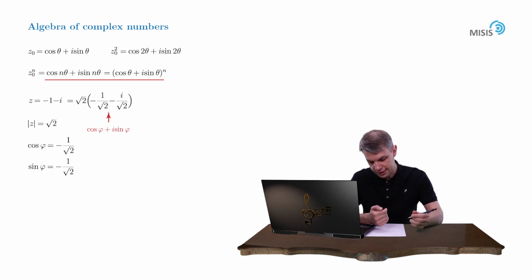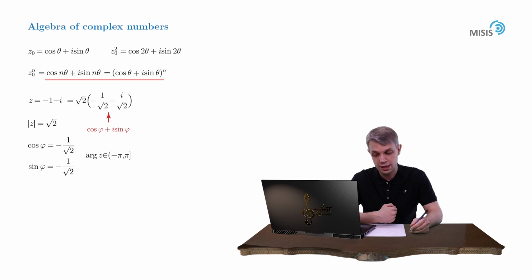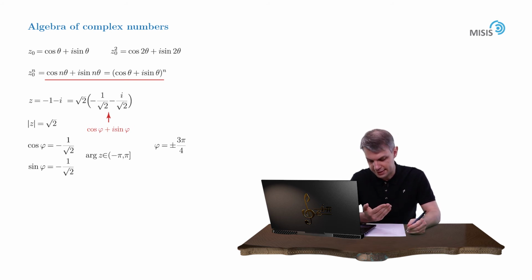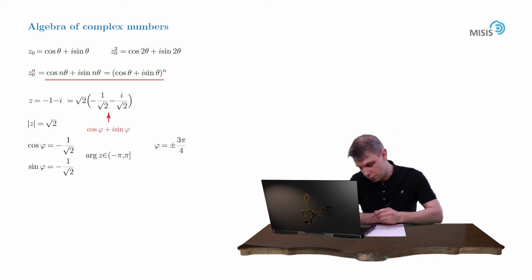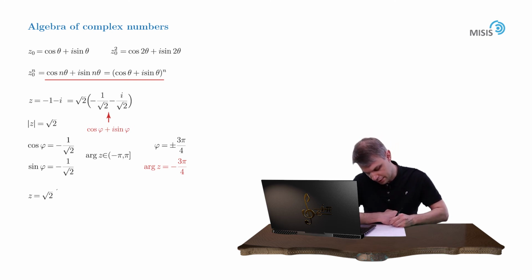In this situation, let's choose the argument belonging to the strip from negative pi to pi. Now our cosine equation has two roots, plus minus 3 pi by 4. Our second equation tells us that the sine of the argument should be negative, so we opt for minus 3 pi by 4. And here is our final trigonometric representation of this complex number. It's square root of 2 times cosine of negative 3 pi by 4 plus i sine of negative 3 pi by 4.